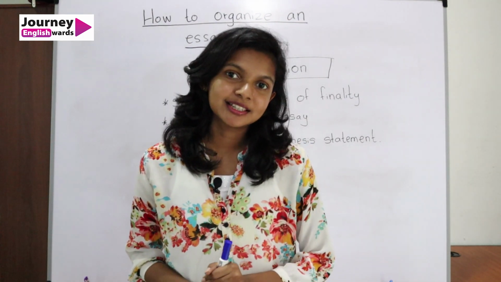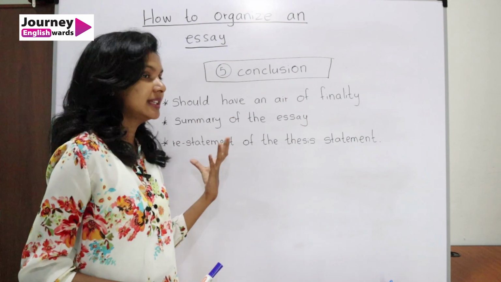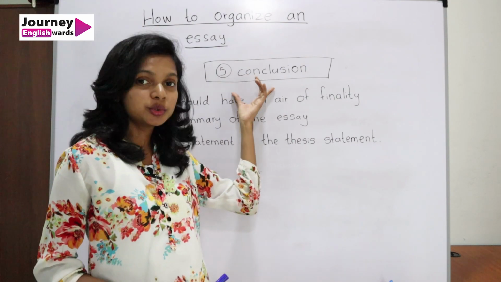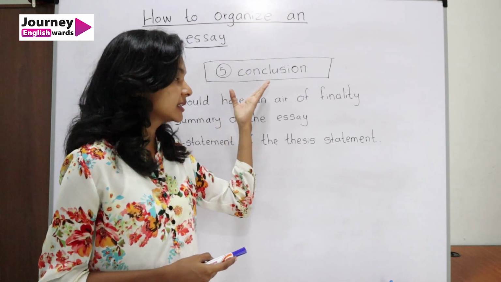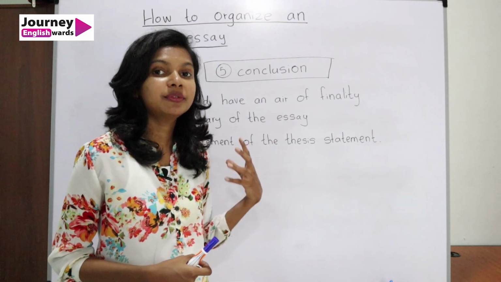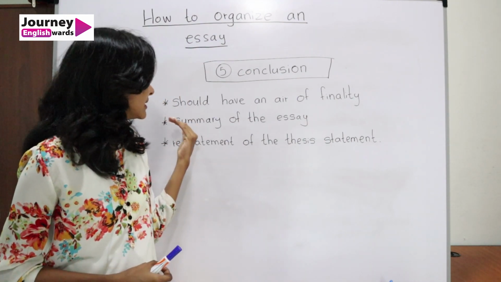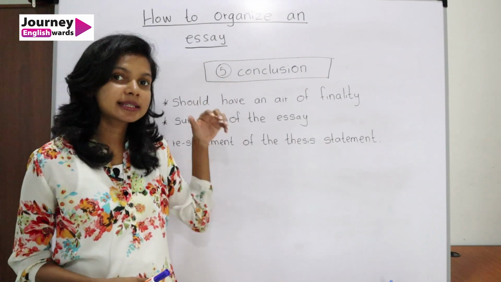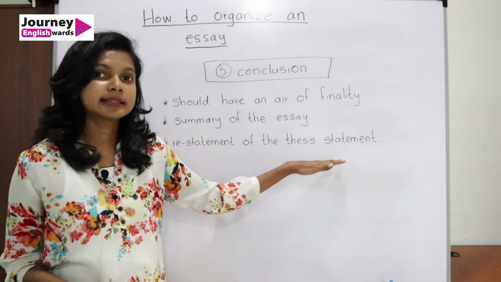Right, the last section of the essay should be the conclusion. In the conclusion, you will have these kind of features. It should have an air of finality. The conclusion is the last impression you can make on the examiner. So in the conclusion, you should give an air of finality. You should let the reader feel that the essay is coming to an end in the last paragraph. And the summary of the essay. In the conclusion, you can include the summary of the essay and also a restatement of the thesis statement.